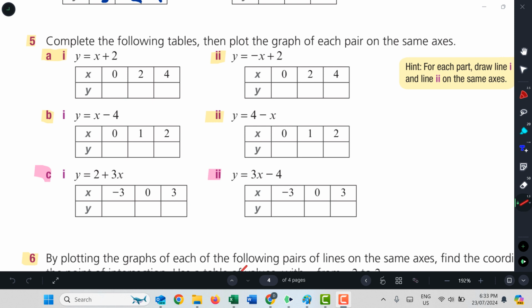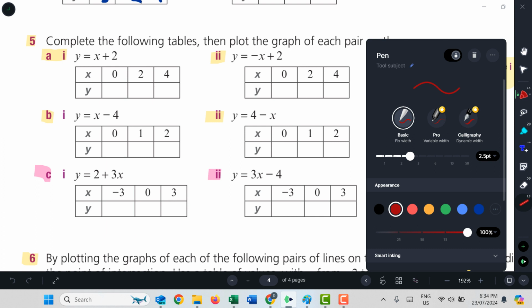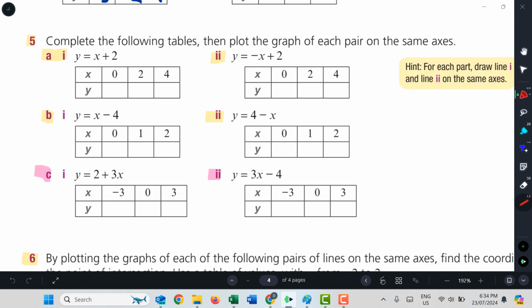Okay, now for these, I'm just going to fill in my values. So, just going to put in the values that we need. Just going to make my pen a little bit narrower. Nice and narrow.